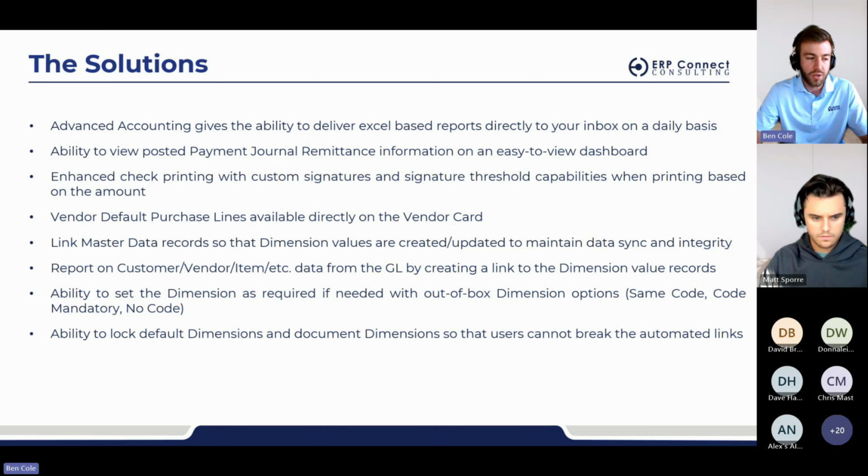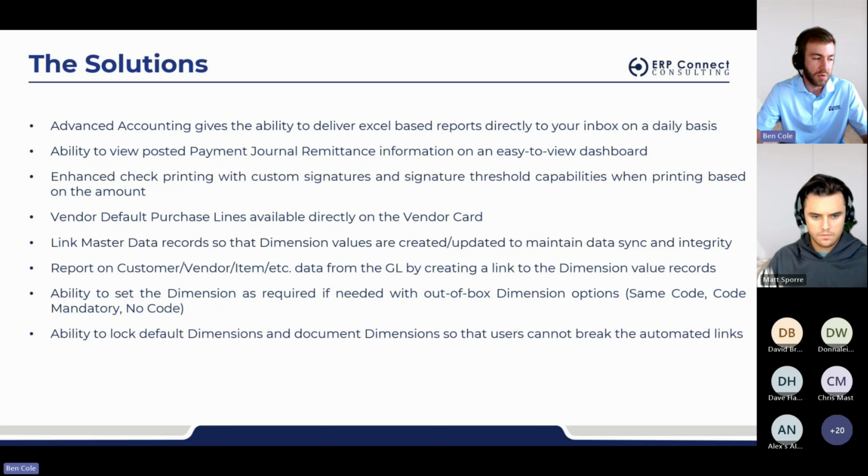So linking master data, taking dimension values and linking them to item creations or customer creations or vendor creations. What's going to happen is, let's say you create a customer, it's automatically going to create a dimension for that customer and link that dimension back to the customer card as the default. So anytime you're using that customer, it will make sure that that dimension is flowing through from the transactions to the general ledger. And then of course, you guessed it, you can now report on all of those dimensions directly from your general ledger without needing any additional fancy reporting tools.